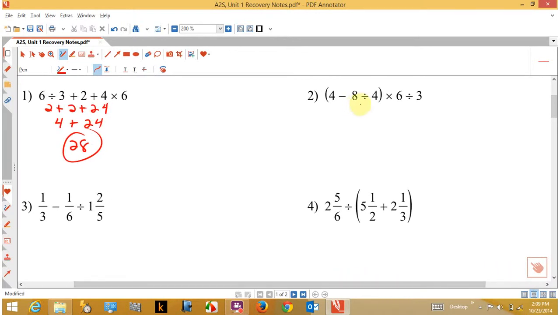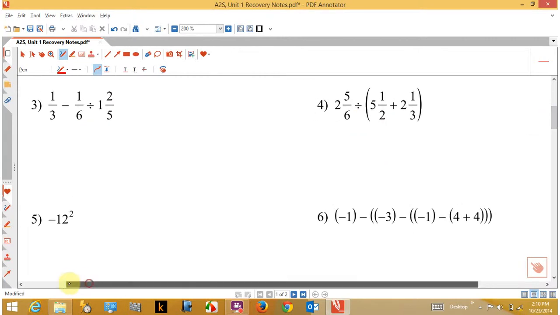Next problem, we're going to do the parentheses first, and inside the parentheses I have subtraction and division. We will do the division first, so the parentheses would be 4 minus 8 divided by 4 is 2, then times 6 divided by 3. Still in parentheses, it's higher on the order of operations than multiplication and division. We would have 2 times 6 divided by 3. Then we would have 2 times 6 is 12 divided by 3. We get 4.